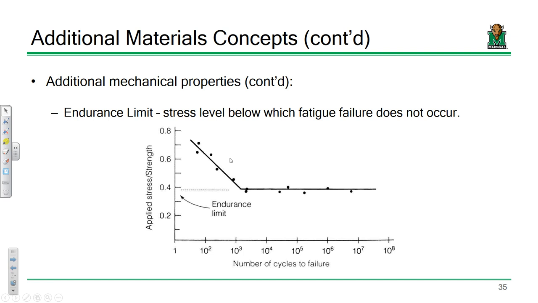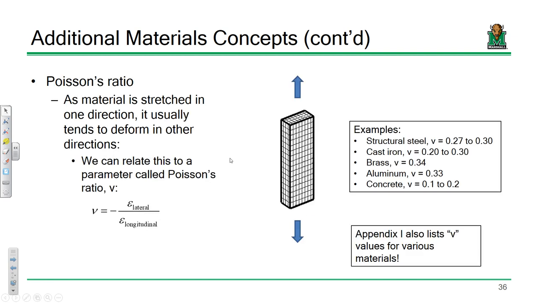This is sort of the region of low cycle fatigue, and this would be high cycle fatigue. A lot of times when we're designing highway bridges, we design it sort of in this region. So the idea is it doesn't matter how many trucks drive over the bridge, it's not going to fail, okay? Does that make sense? Everybody okay with that?